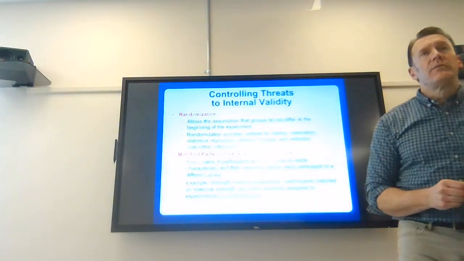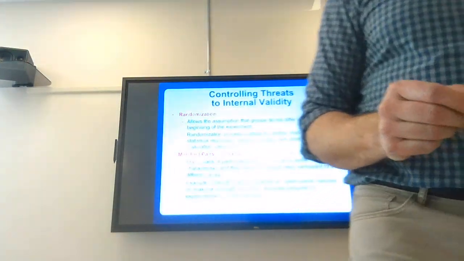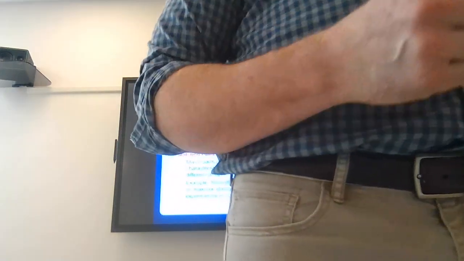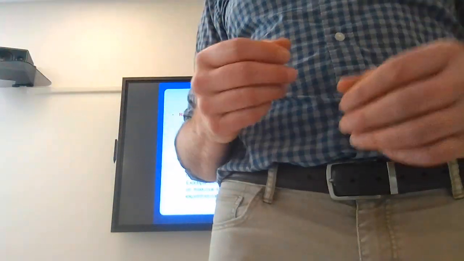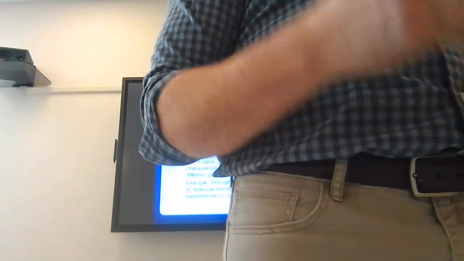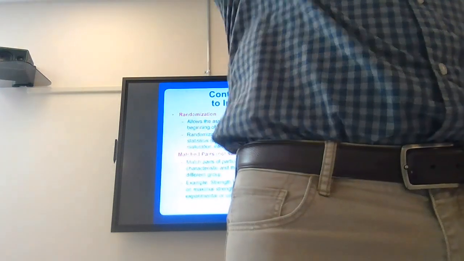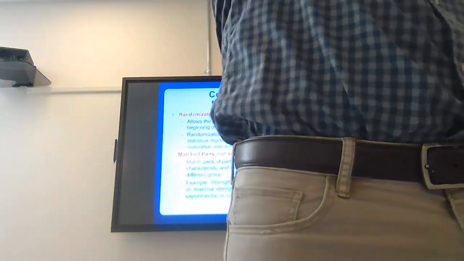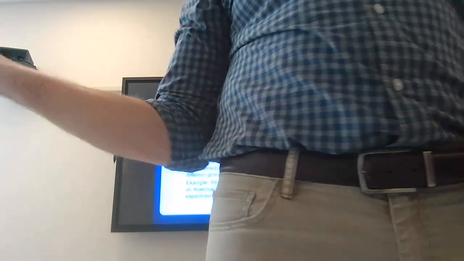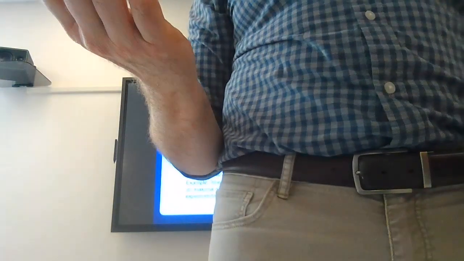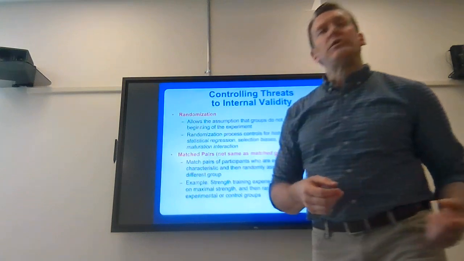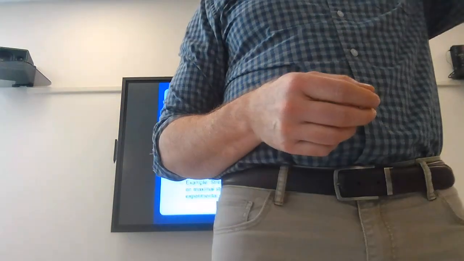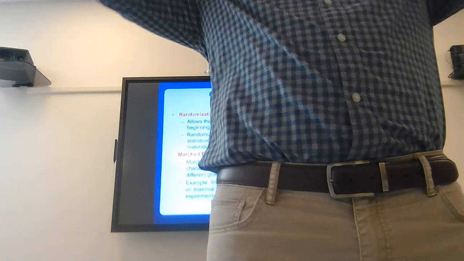Matched pairs. Okay, so in this example, let's say we're doing a study on strength. So you have a very large group of people. You've already tested everybody in the group on strength. So you have them listed in your Excel file. Everyone's 1 rep max barbell back squat you have listed. Okay. So with the matched pairs, what you're doing is you're taking the top 2 and matching them, and then you take the next 2 and match them, and the next 2 and match them, and so on.